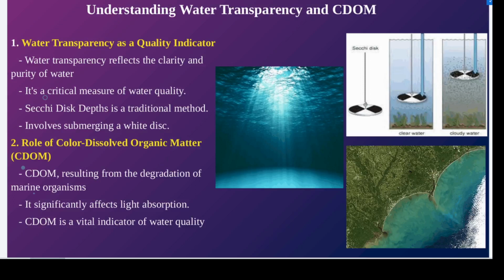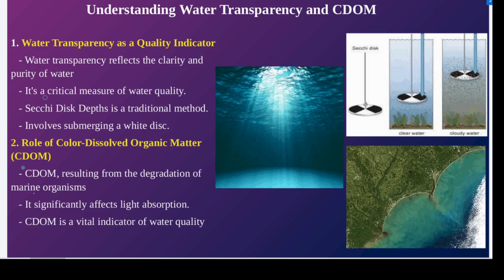Let's begin with the understanding of water transparency and CDOM. So the water transparency reflects the clarity and purity of water, indicating the light penetration level. It is a critical measure for water quality, which is influenced by various factors like particulate matter or other dissolved substances. And Secchi depth is a traditional quantitative method that is used to measure water transparency, and it involves submerging a white disk in the water until it becomes invisible.